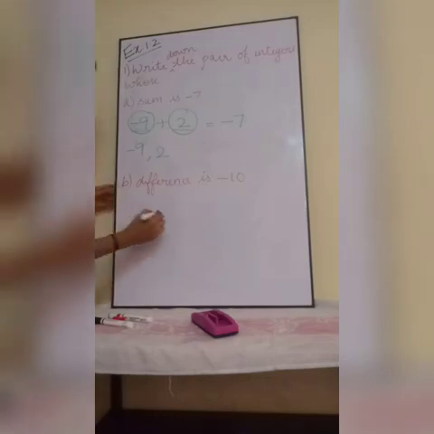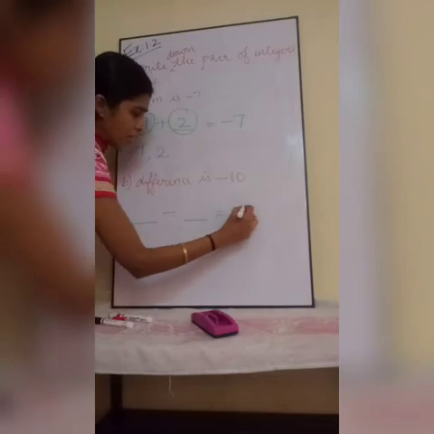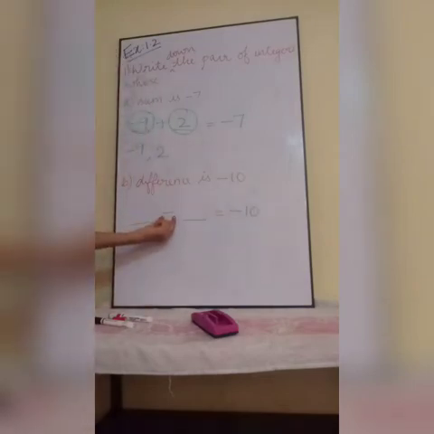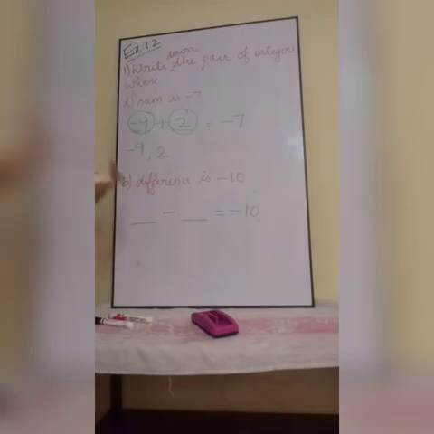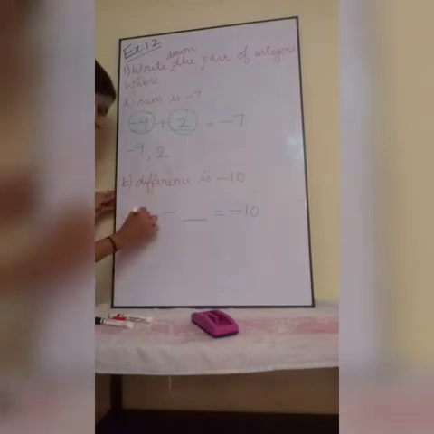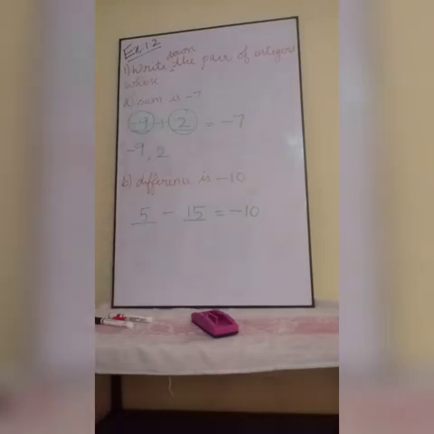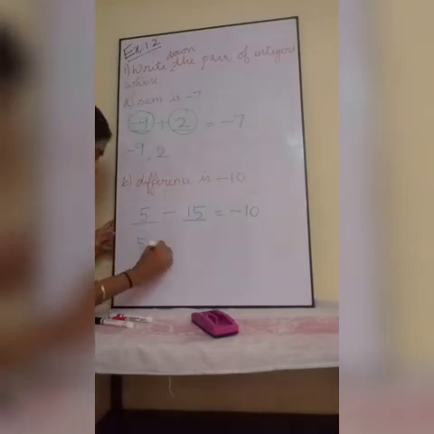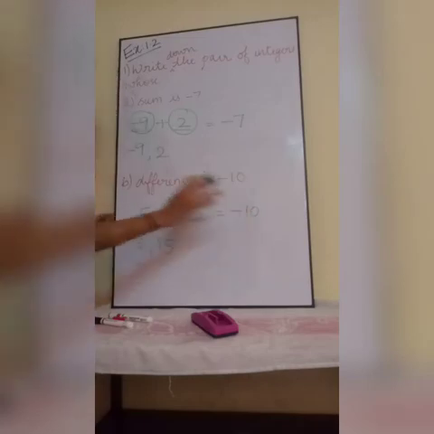Next, the difference is minus 10. Okay, now what are they saying? The difference of two integers, you are getting minus 10. Difference means subtraction. That you are clear, right? So I am going to subtract two integers and I am getting minus 10. Okay, so listen. What you have to get? 5 minus 15. Can we do it? 5 comma 15 is the pair of integers. I am going to subtract these two to get minus 10.